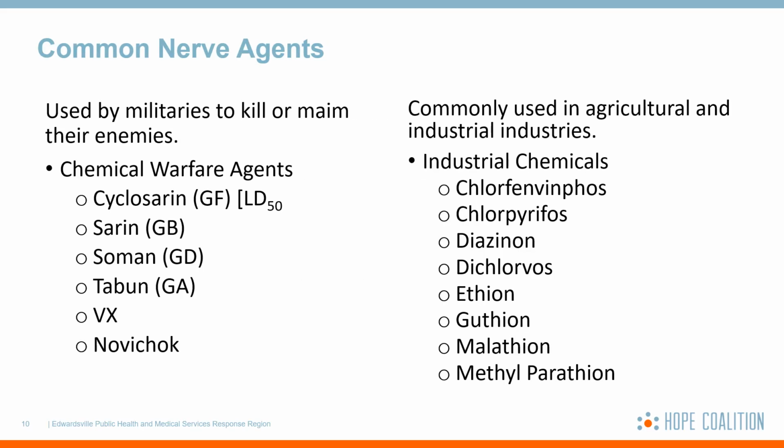Common nerve agents. Chemical warfare agents are used by militaries to kill or maim their enemies. Industrial chemicals are used in agriculture and industrial industries. The lists for both chemical warfare agents and industrial chemicals that you see in this presentation are not exhaustive and reflect just the more commonly used.